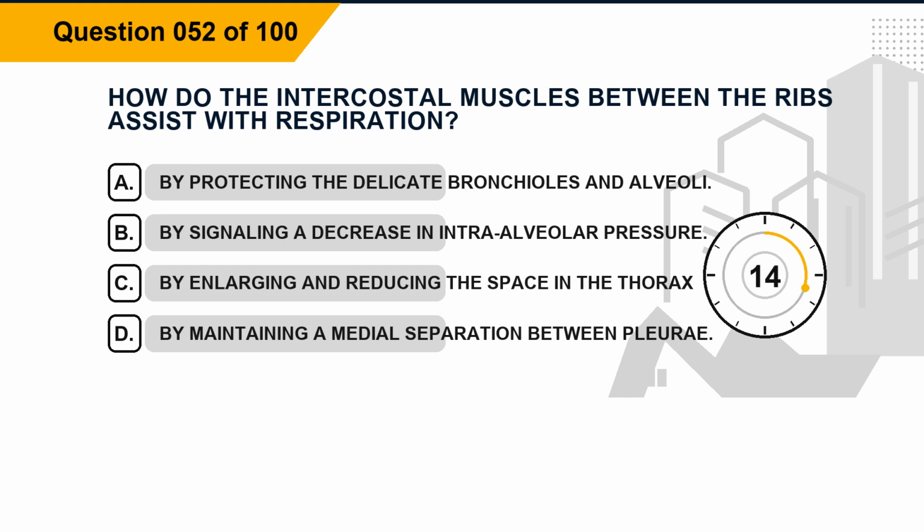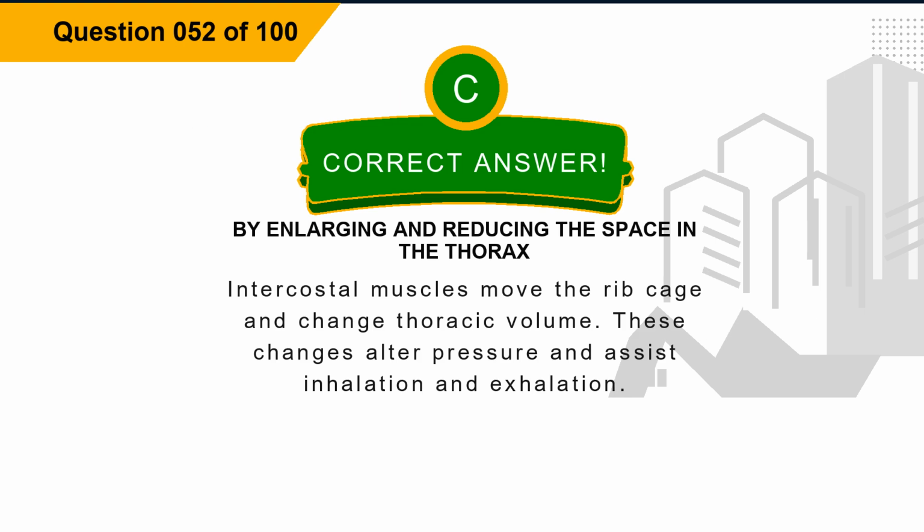Option A, by protecting the delicate bronchioles and alveoli. Option B, by signaling a decrease in intraalveolar pressure. Option C, by enlarging and reducing the space in the thorax. Option D, by maintaining a medial separation between pleurae. The correct answer is option C, by enlarging and reducing the space in the thorax.